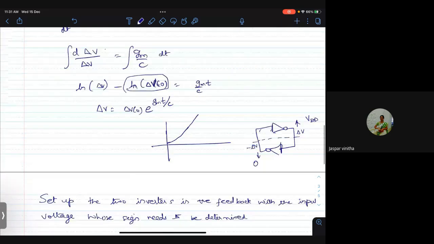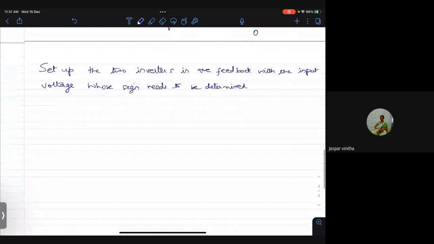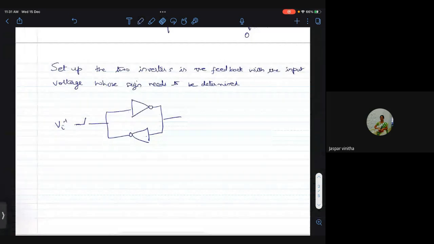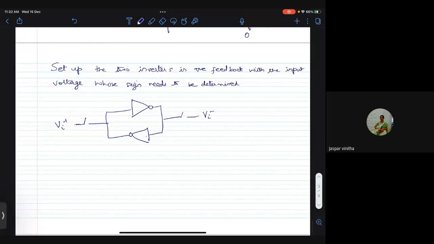Okay, so how do you set it up? One simple-minded way would be, if I can take these two positive feedback inverters and use two switches, right? So I'll connect this to Vi plus, and connect this to Vi minus, again through another switch. So will this work? It will work, but only under some conditions. So what happens in these cases?